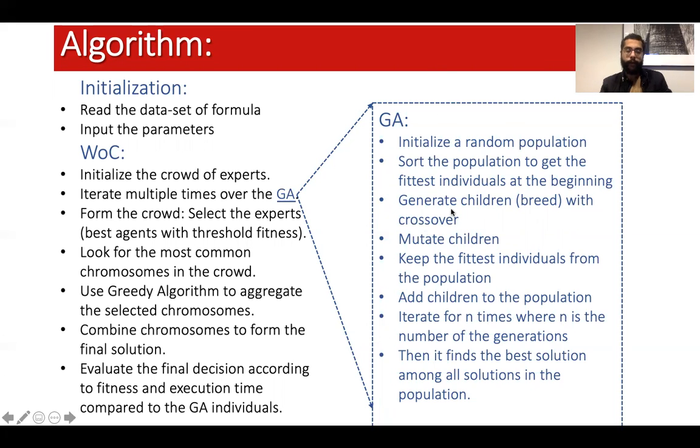After the genetic algorithm process is done, we run it multiple times. Now we need to select the experts. Here the selection is based on a fitness threshold. Then after finding our experts, or our crowd, we look for the most common chromosomes in the crowd. Here the chromosome is a part of the solution. Then we use a greedy algorithm to aggregate these selected chromosomes. Then we combine these chromosomes to form the final solution. After having the final solution, which as we said before is a combination of values for all our variables, we evaluate the final decision according to fitness and execution time. And then we compare it to the unenhanced genetic algorithm.